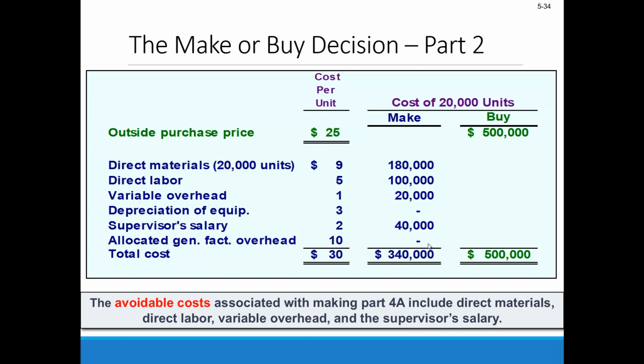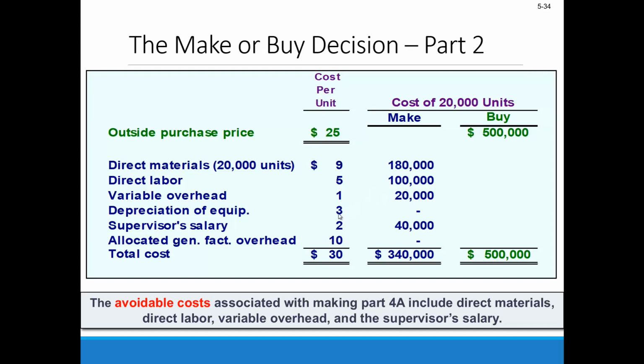One thing we can do is lay this stuff side by side and think about what costs remain and what costs go away. If we buy this from the supplier, we're going to pay $25 a unit for 20,000 units, so a total of $500,000. If we make it, we've got the direct materials cost, which is entirely variable, so that would all remain: $9 times the 20,000 units, or $180,000. Labor is truly variable, so that all remains as well. Variable overhead, also by definition variable, so that stays.